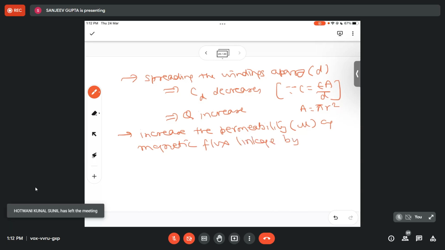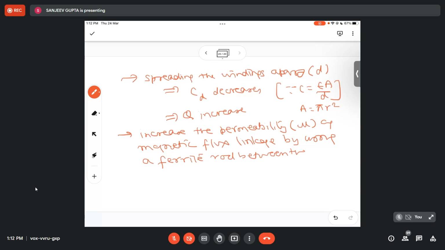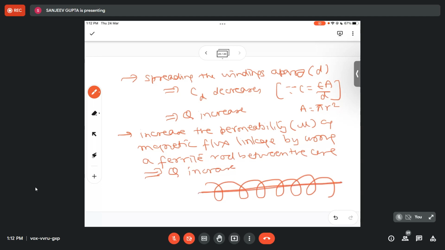So we can use a ferrite rod. So we actually put the windings on a ferrite rod between the core, which means your Q again increases. So basically what we do here, rather than having an inductor, this one, I insert some sort of a ferrite rod and put my windings across that. So this is how my inductor looks.